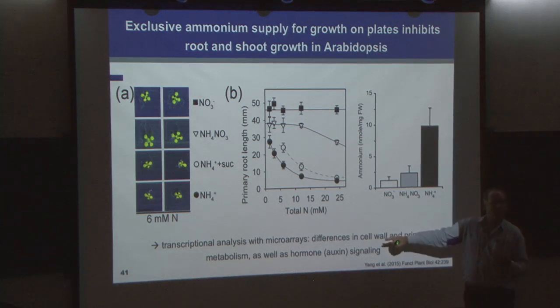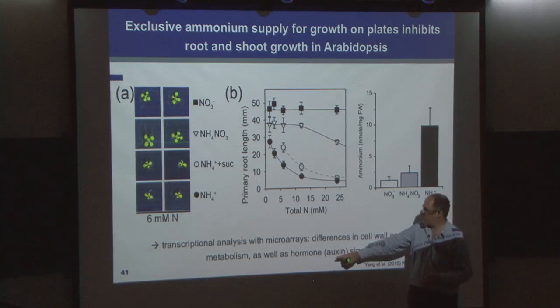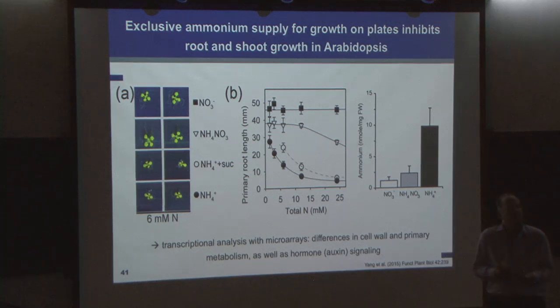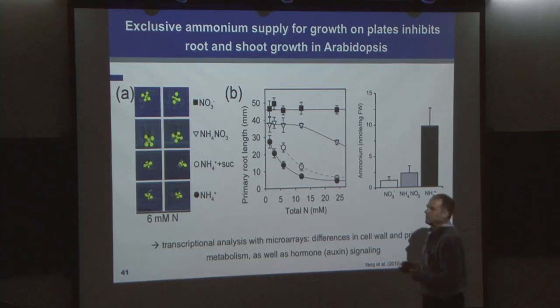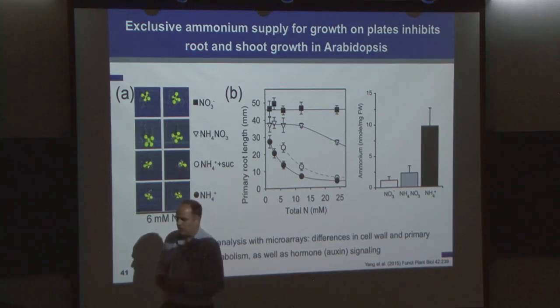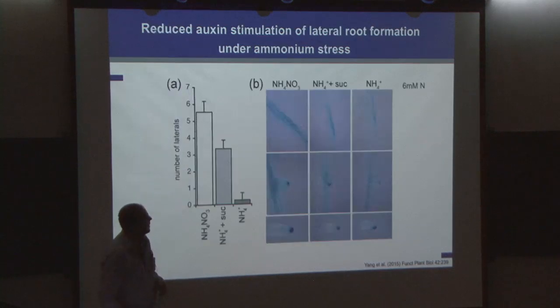Some differences were also in the cell wall, which we found interesting, but we have not really addressed what happens there. One interesting thing was that there were already some responses apparently different in the hormone signaling, especially the auxin signaling. And this sounded somehow interesting to us, and we took a further look at what happens there.